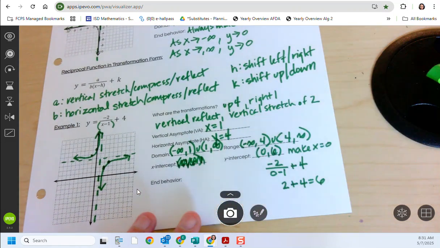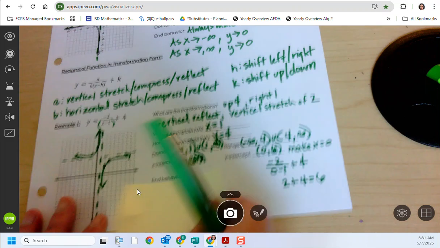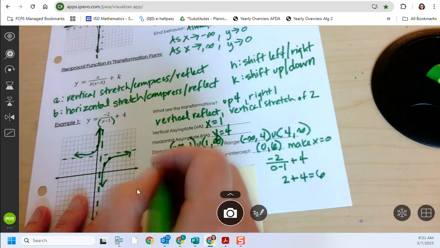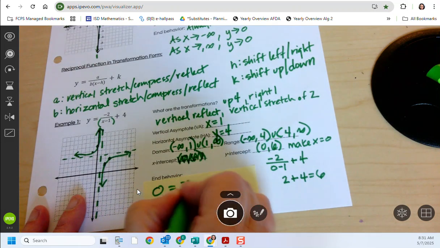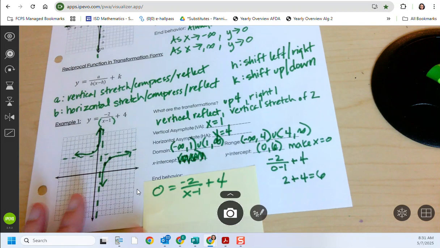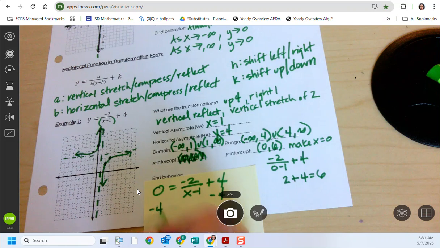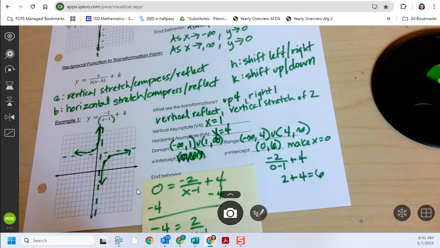So that's going to be more work. I think I need more space for that. Okay, so I have 0 equals -2 over x minus 1 plus 4. First thing I'm going to do is subtract the 4. And so I have -4 equals -2 over x minus 1.